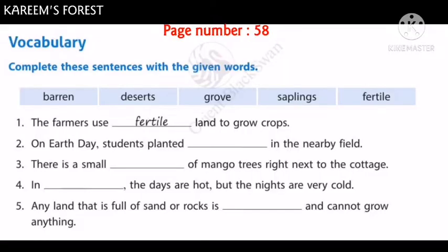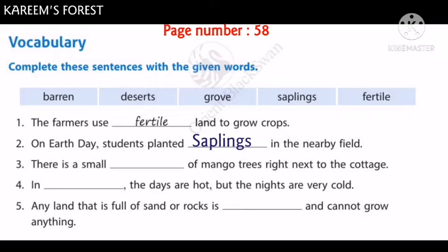On page number 58, we can see the vocabulary section. Some words are given in boxes. Complete these sentences with the given words. Okay, the first one is done for you. The farmers use fertile land to grow crops. Second one, on Earth Day, students planted dash on the nearby field. What is the right word? Yes, it is saplings. What is saplings? Saplings are young plants. So on Earth Day, students planted saplings in the nearby field.